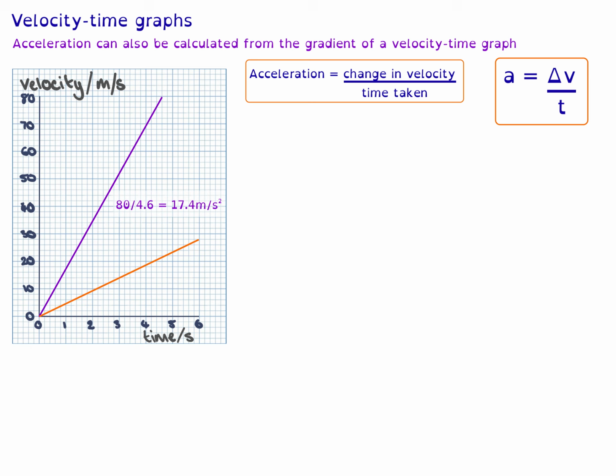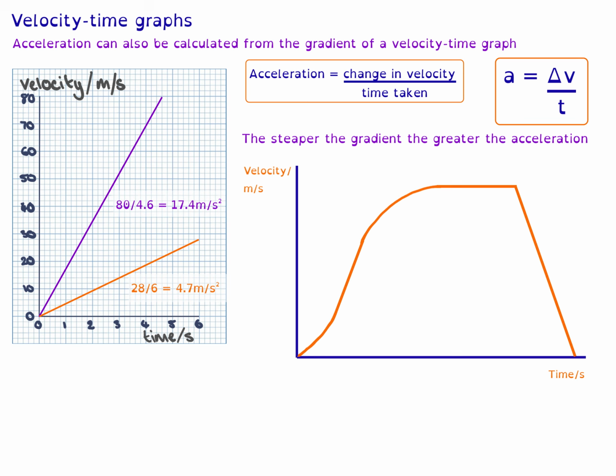If we look at our orange line here and we do the same thing, we get our change in velocity, which is 28, divided by our time, which is 6, and that equals 4.7 meters per second squared. And as you can see, the steeper the gradient, the greater the acceleration. So the gradient of a velocity time graph can tell you something about the acceleration of an object.